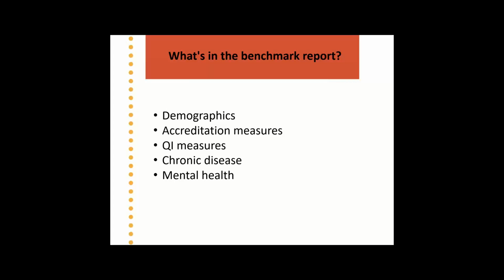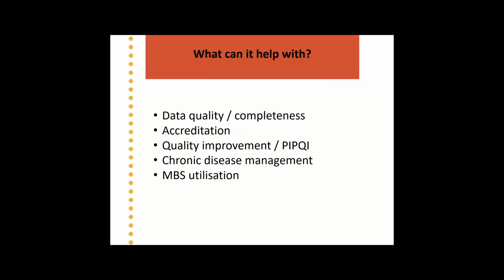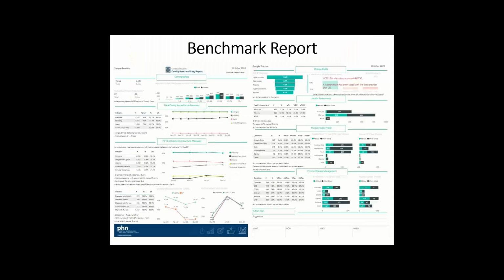What's in the benchmark report? It has sections on demographics, accreditation measures, quality improvement measures, chronic disease and mental health. What can it help with? It can help with improving data quality and completeness. It can help with working towards accreditation requirements. It can support quality improvement activities and help you to meet the requirements for the practice incentive payment for quality improvement. It can also help with chronic disease management and making the best use of the available MBS items.